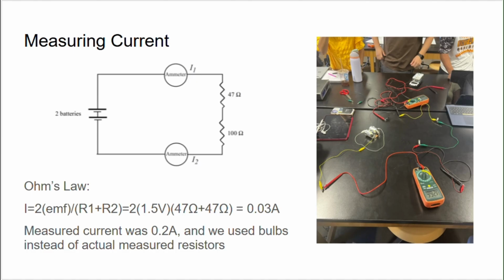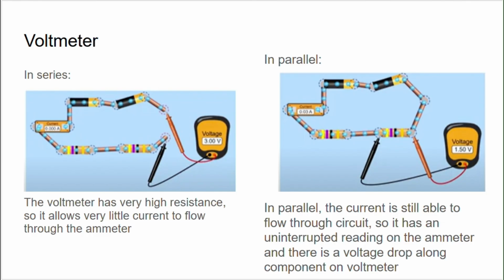So, measuring current, and there's a picture on the right of our in-lab setup. Using Ohm's law, the ammeter measured 0.2, but with our math, it was 0.03, and we used bulbs instead of actual measured resistors because our TA told us to. Then for the voltmeter, we did this one online, in series. You can see the picture there.